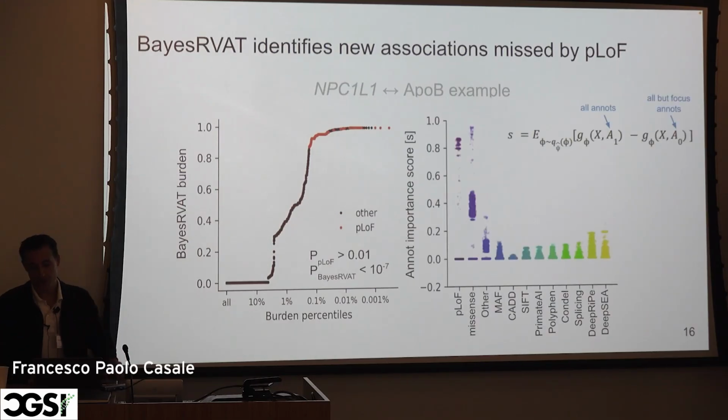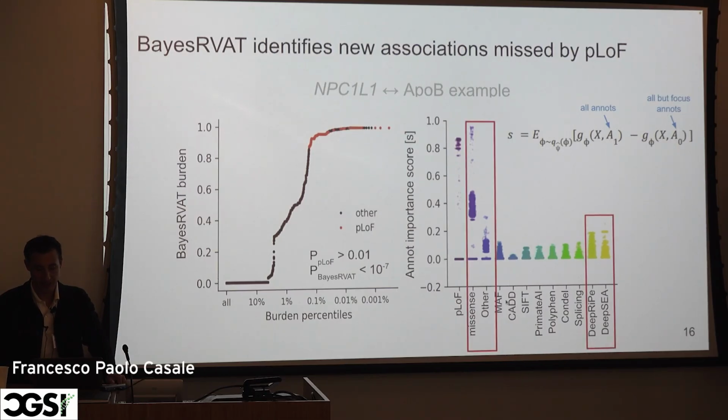We can also use something very similar to SHAP values to visualize which annotations are playing a role here. In this example, we see that missense plays a very important role. We see strong contribution from DeepRipe and DeepC. This is gene-trait specific, so depending on the gene-trait pair that you analyze, you can go back and look at which annotations contribute the most.